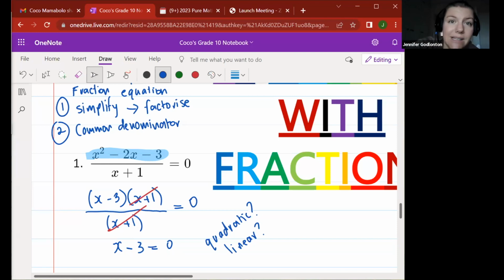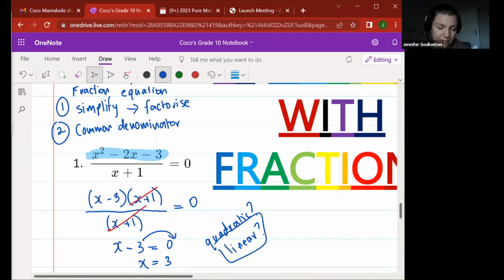It is linear because that is an x. It is not x squared. If it's linear, we have one answer. So we're going to move that 3 over. So x is equal to 3. Final answer.